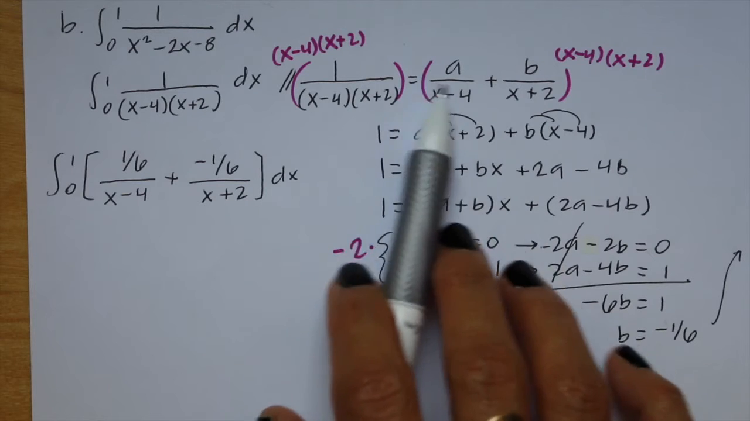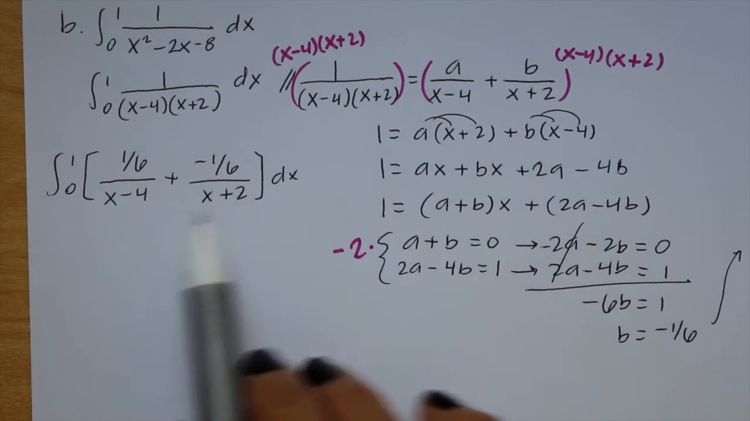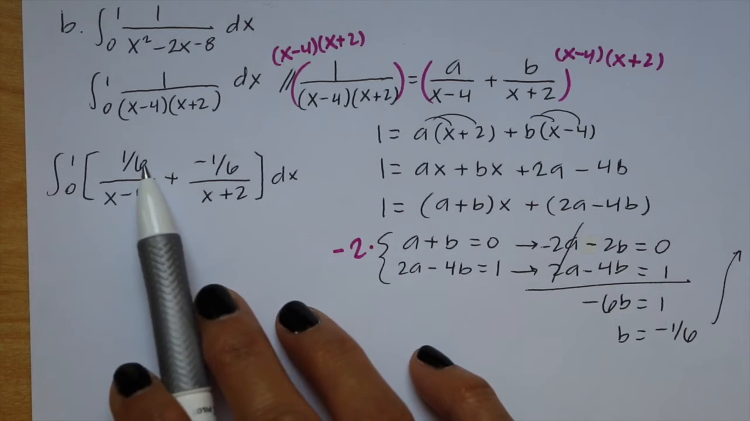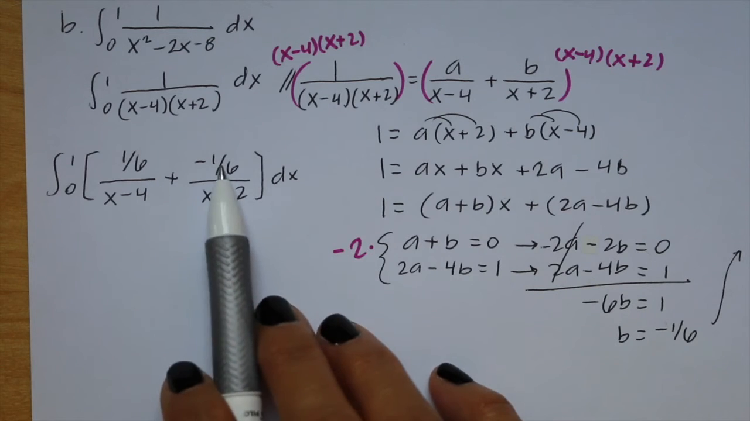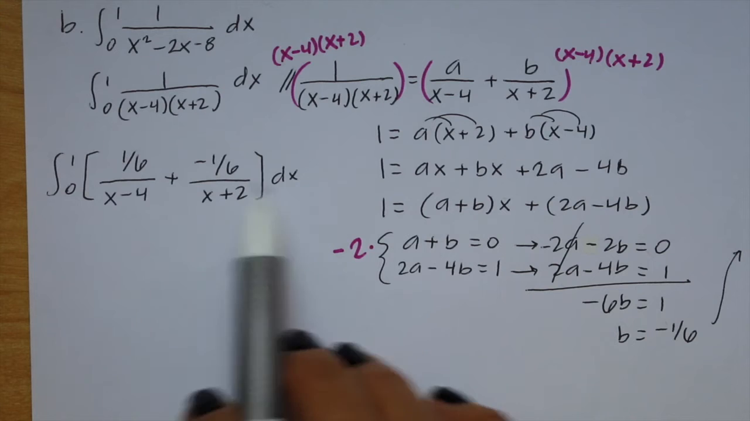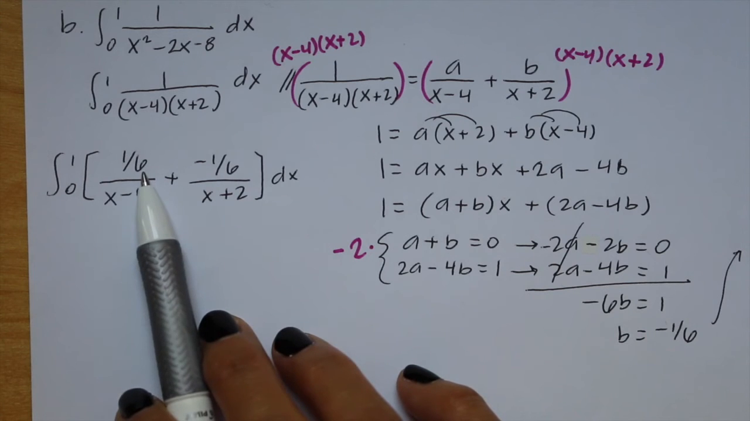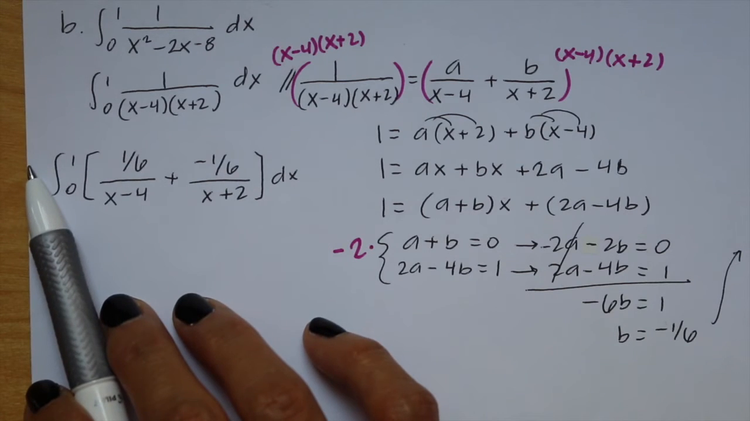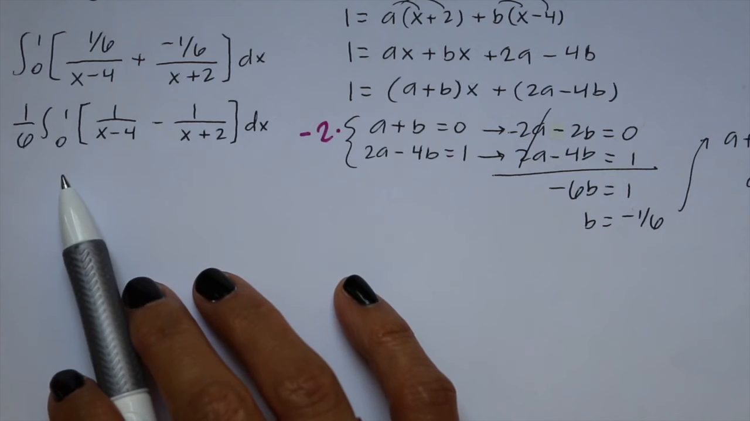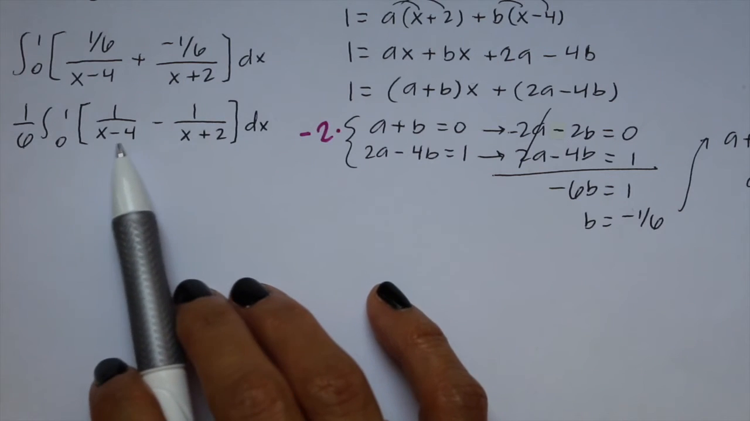So we plug 1/6 in for a and negative 1/6 for b. So we get the integral from 0 to 1, 1/6 over x minus 4 plus negative 1/6 over x plus 2 dx. These both have 1/6 in them, so I'm going to factor 1/6 out and pull it to the very front of the integral. And at this point, to integrate, you could technically let u equal the denominator.